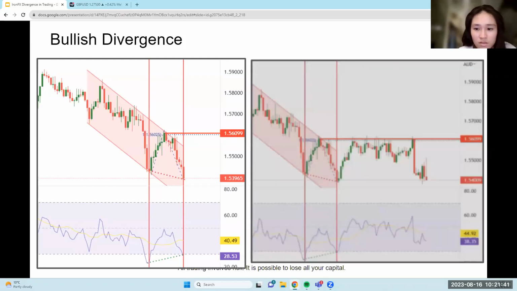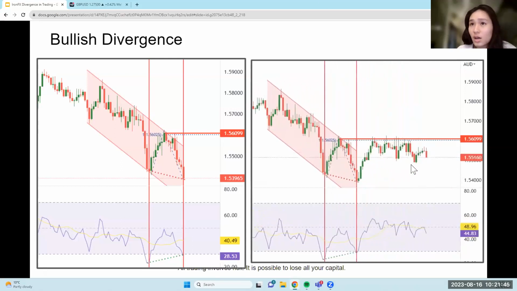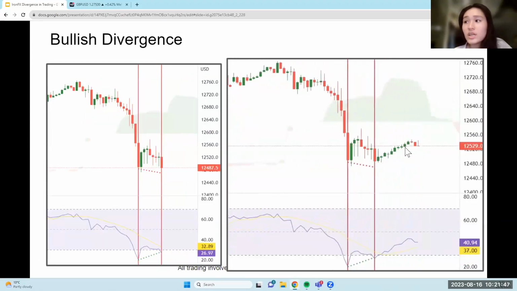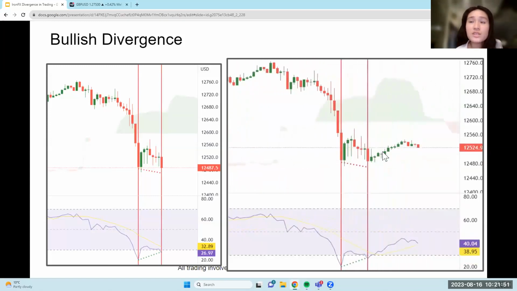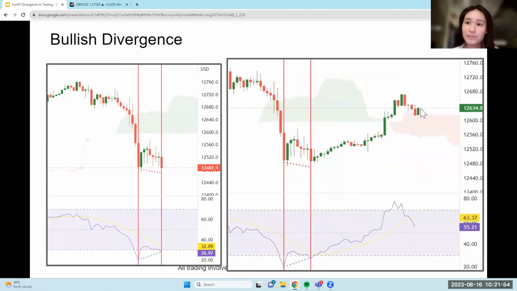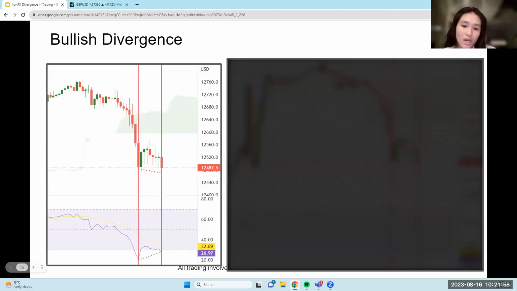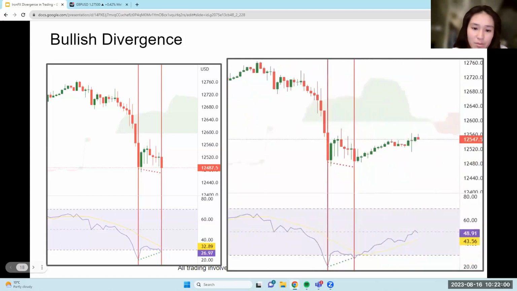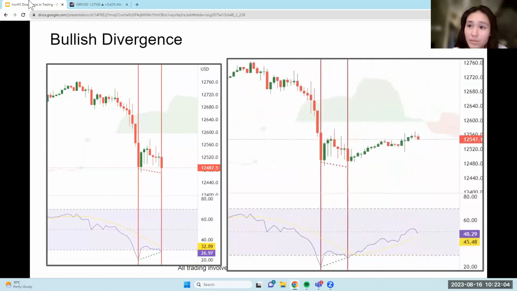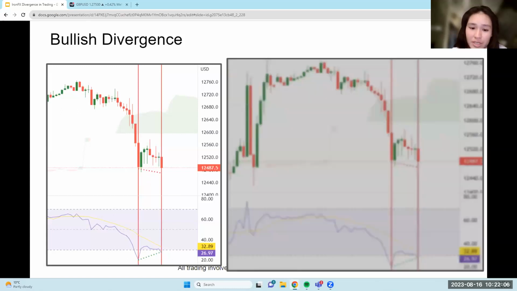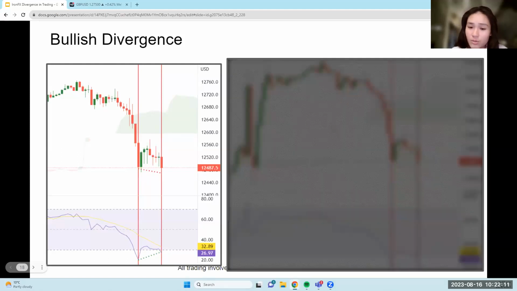Okay, let's take a look at another bullish divergence example, and then we'll take a look at a couple of charts and see if we can find any divergences there. So in this bullish divergence example, we have price making a lower low. Price has made a lower low, whereas on our stochastic, price has made a higher low.